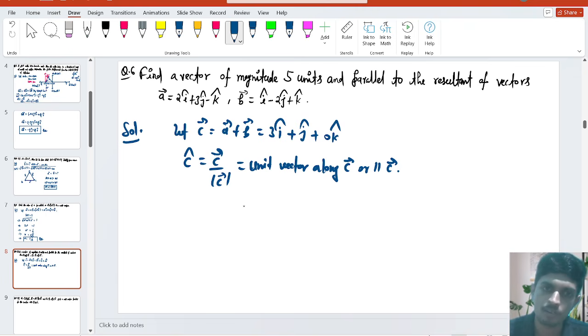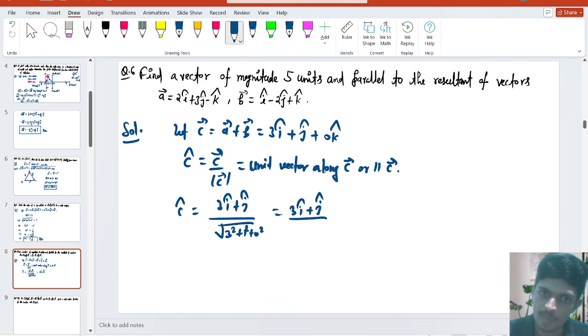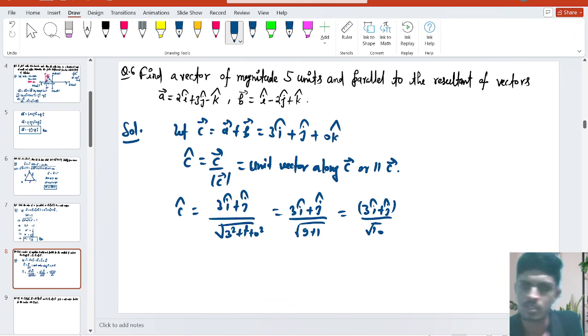So what we need to find is c cap here. So c cap is 3 i cap plus j cap, and what is the modulus of this? The modulus is 3 square plus 1 square plus 0 square. Simplify it, you get 3 i cap plus j cap upon under root 9 plus 1, under root 10. So 3 i cap plus j cap over under root 10. We are not taking plus minus here because we need not find a perpendicular vector. So this is the unit vector along the resultant of this.